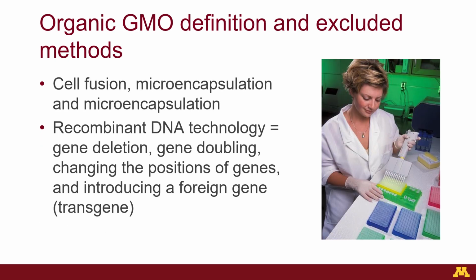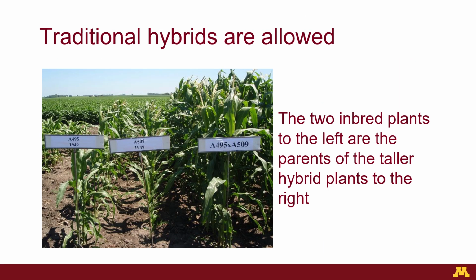A GMO is specifically defined and addressed under National Organic Program regulations. In order to obtain organic certification, farmers cannot grow crops or use products that were produced using excluded methods. Excluded methods consist of cell fusion, microencapsulation, macroencapsulation, and recombinant DNA technology that includes gene deletion, gene doubling, changing the position of genes, and introducing a foreign gene. Breeding using hybridization is not an excluded method, and traditional hybrid varieties are allowed in organic production.